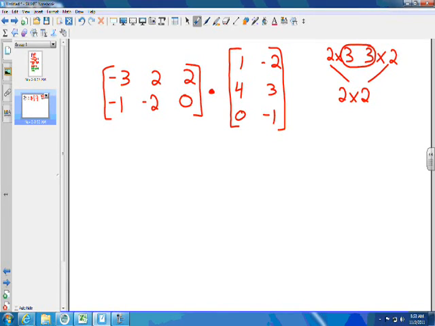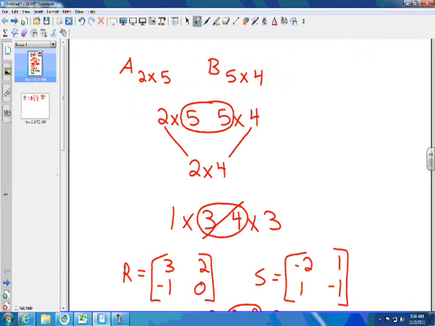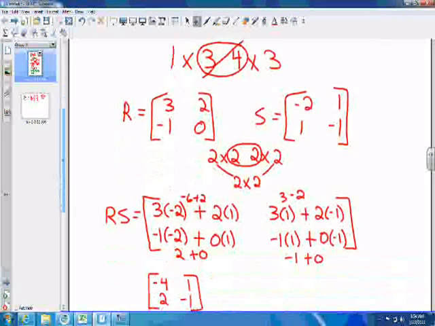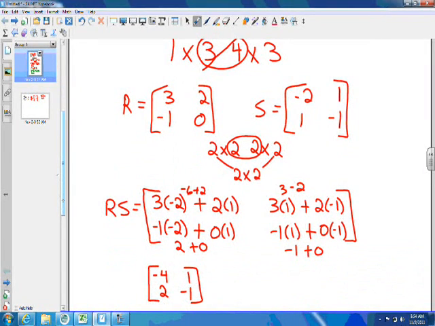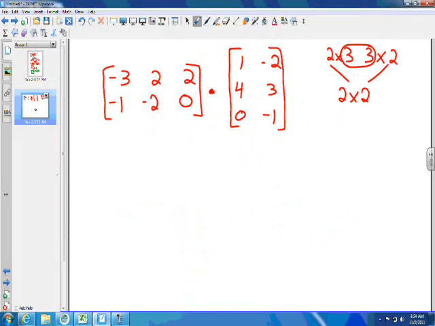So, on the other problems that we did, these 2 by 2s, we did row 1 times column 1. That's the same thing that you're going to do on these problems. So this top row times column 1. That's just going to be one number. You're going to add all three of those together.